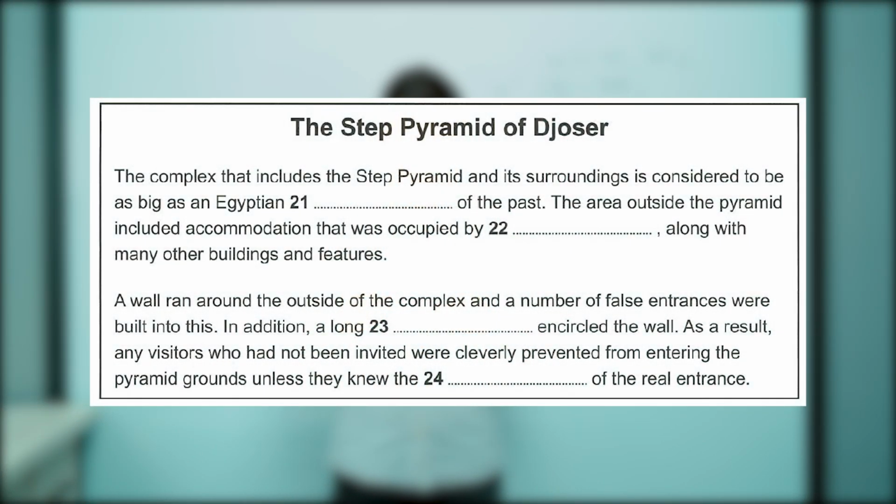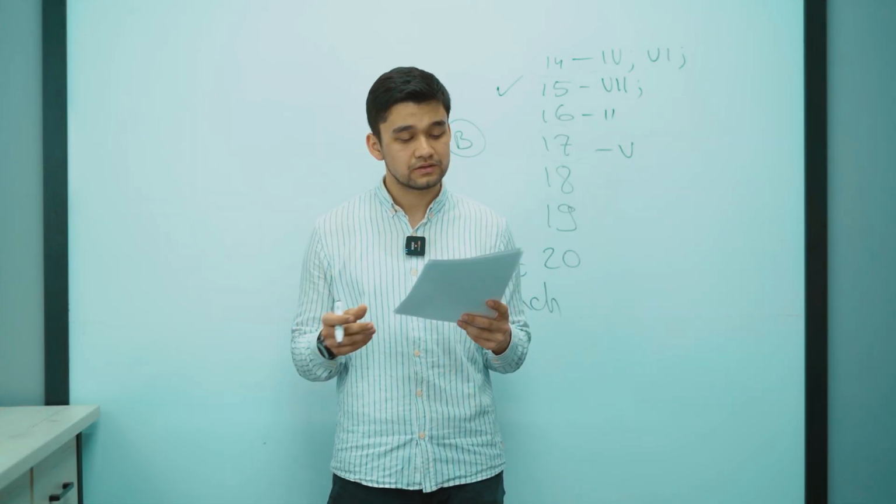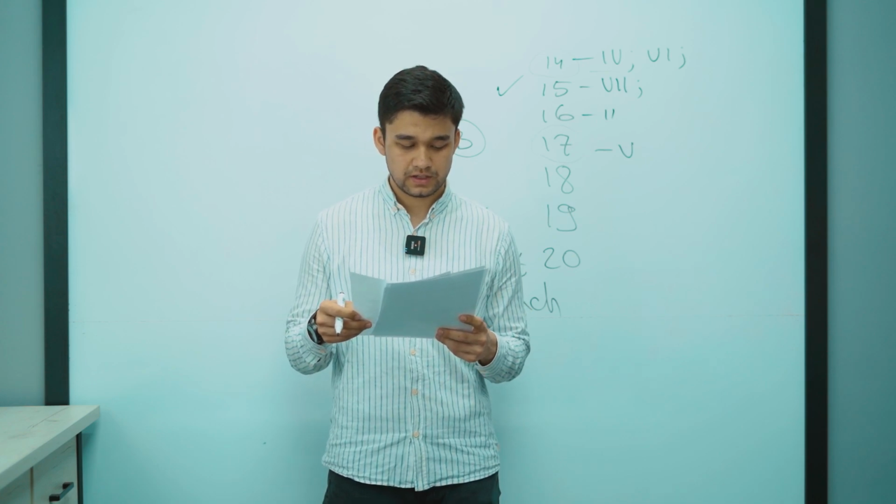As a result, any visitors who had not been invited were cleverly prevented from entering the pyramid ground, unless they knew of the real entrance. So they should know what? Maybe place of the real entrance? Let's see, let's find out.